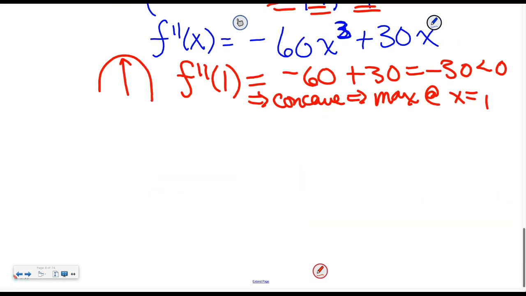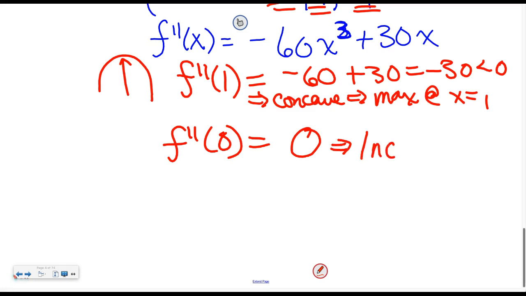All right, next step. I would do f double prime of 0. Why? Because it's a possible turning point. When I plug 0 in, I get a 0. Do you remember what that means about the second derivative test? It's inconclusive, or sometimes we say it fails. So that just means, as with the first derivative test, I don't know. Inconclusive. I have no idea.